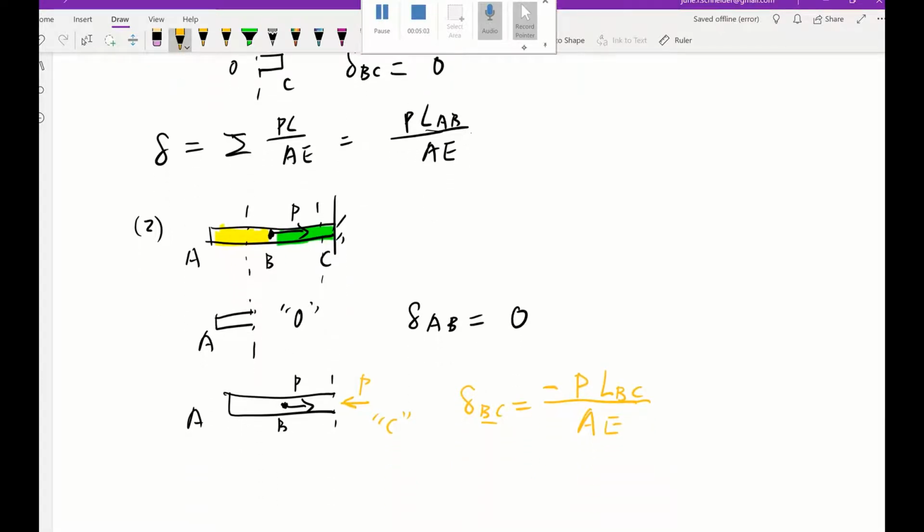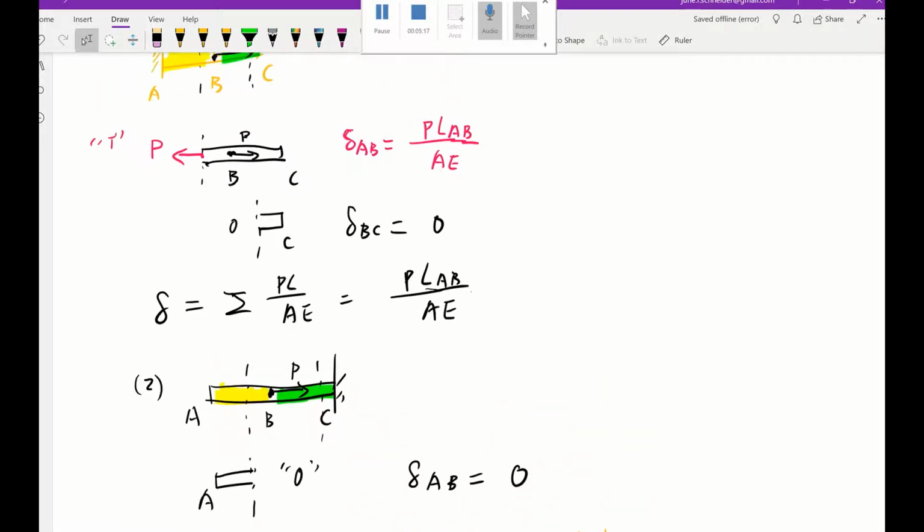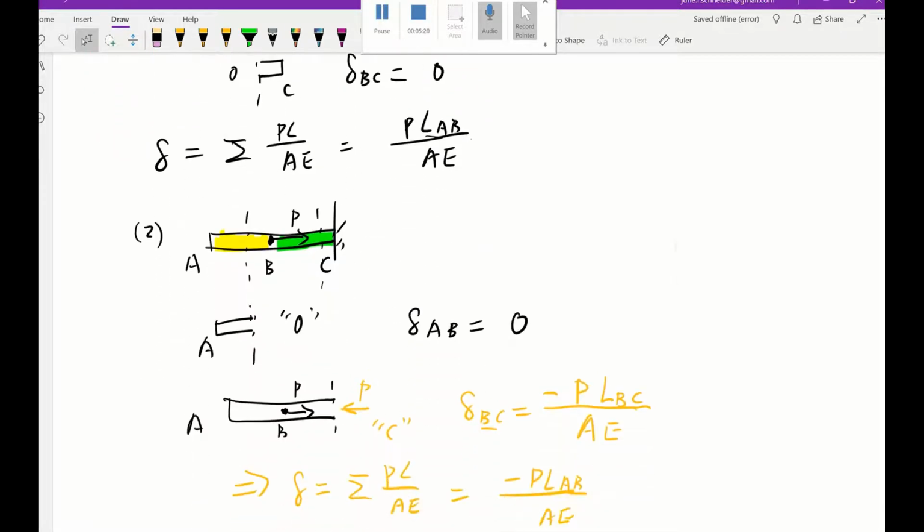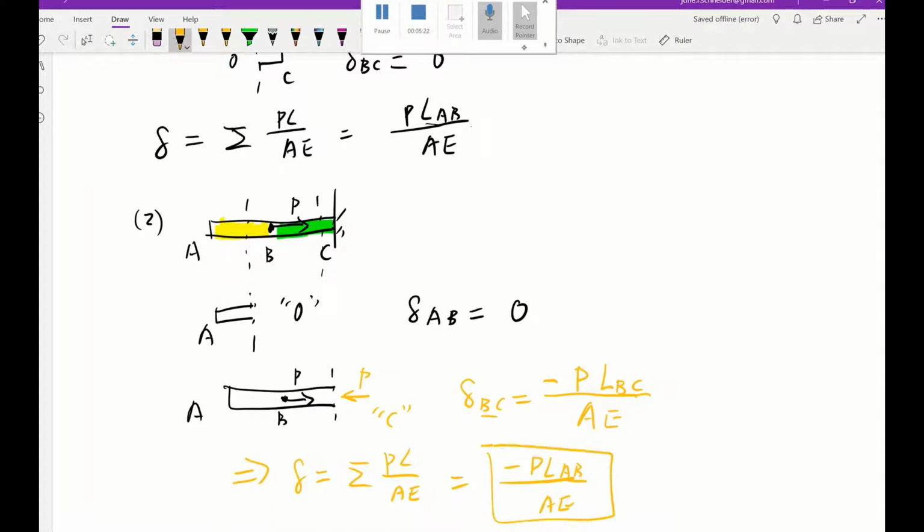Now we're going to combine them together to look at this entire bar. So it's going to be the sum of PL over AE, and that will be equal to negative P L_BC over AE. Right? So now let's look at this compared to this one. Well, one is contraction, one is tension, and another difference is, oops, I wrote it wrong. This is BC.